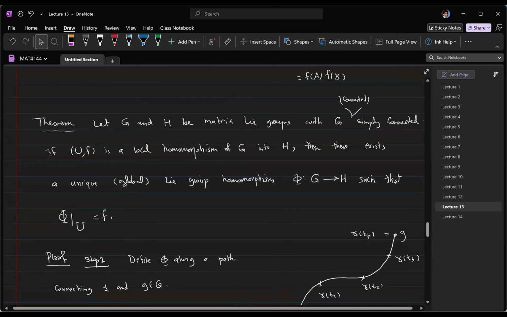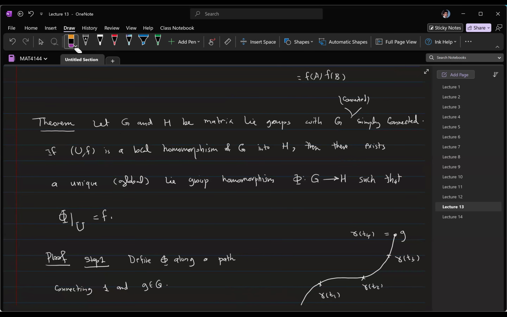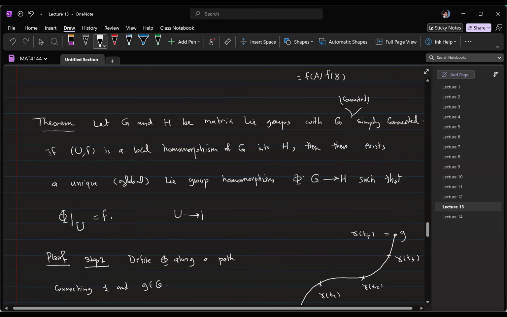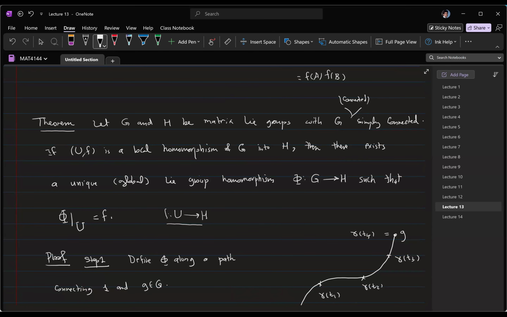If you have a local homomorphism and your domain group G is simply connected, and this F is a map from a neighborhood U in G to H, then you can extend this F to a group homomorphism, to a continuous group homomorphism from G to H. And what was the argument?